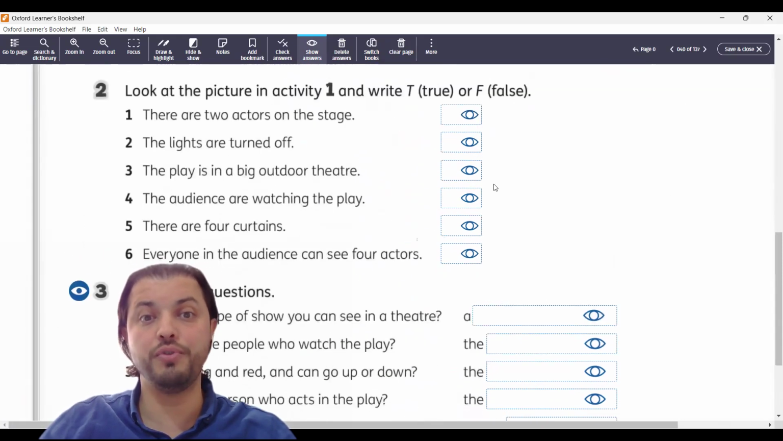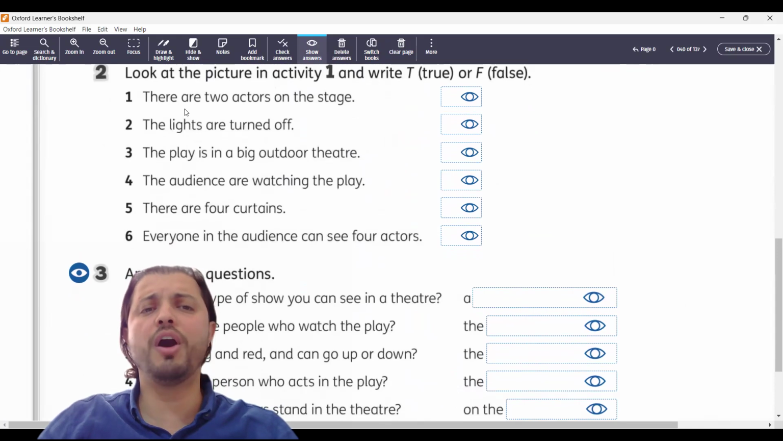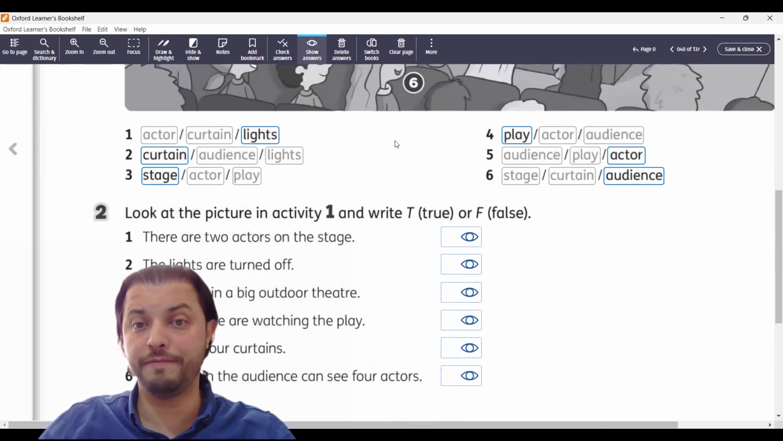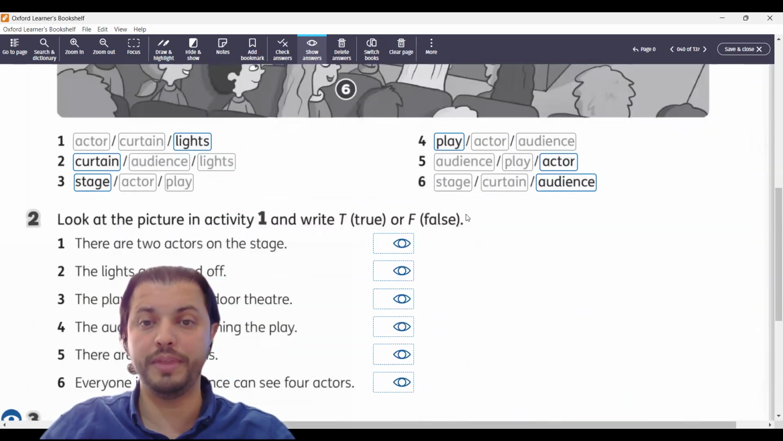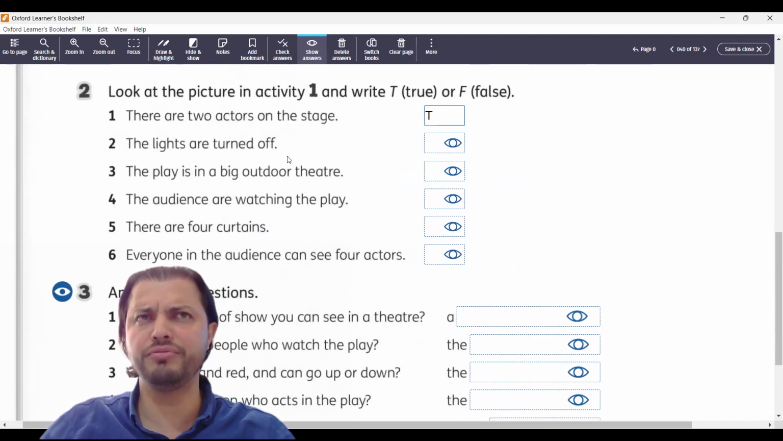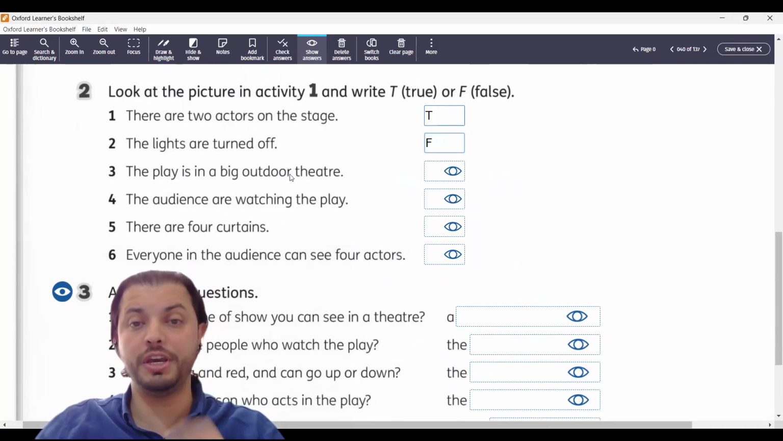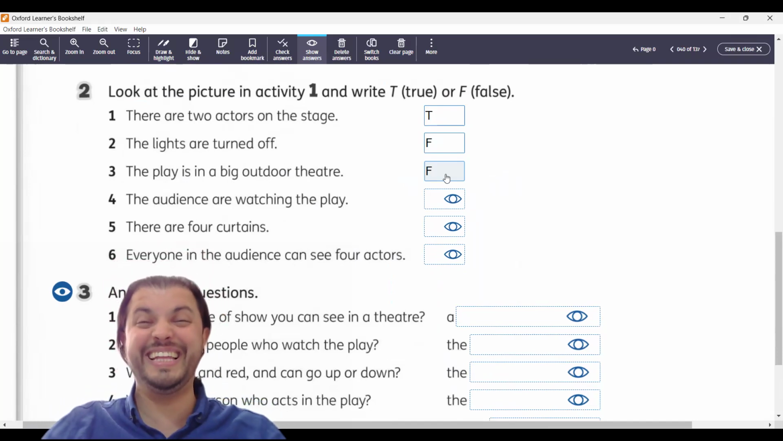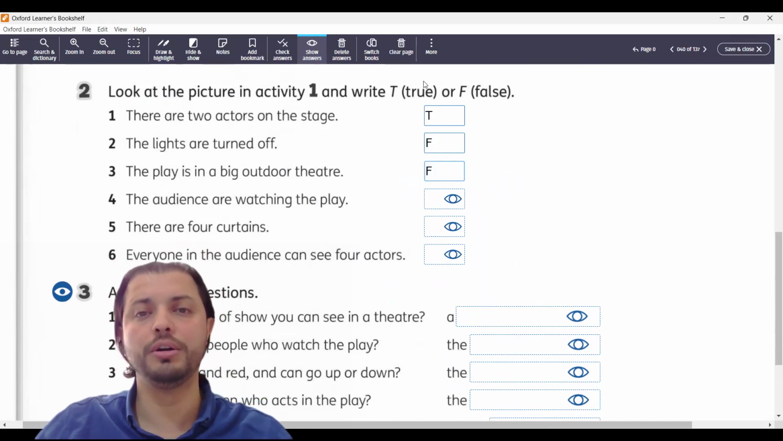So let's go with the true false questions. Cool. So there are two actors on the stage according to the photo here, okay? According to the photo, that's true? Yes. The lights are turned off? No, they were turned on. The play is in a big outdoor theater. No, false. It's indoor, not outdoor.